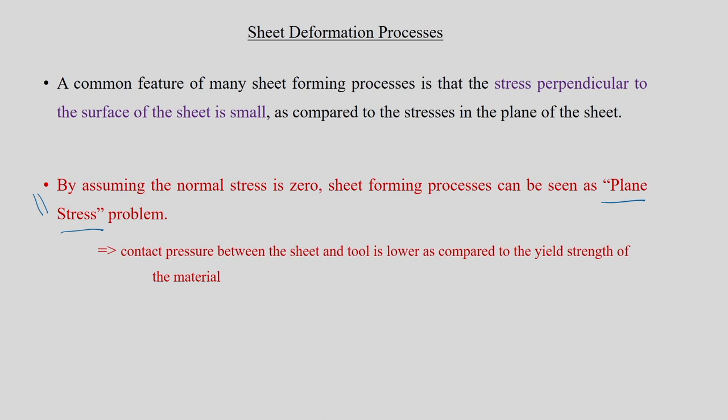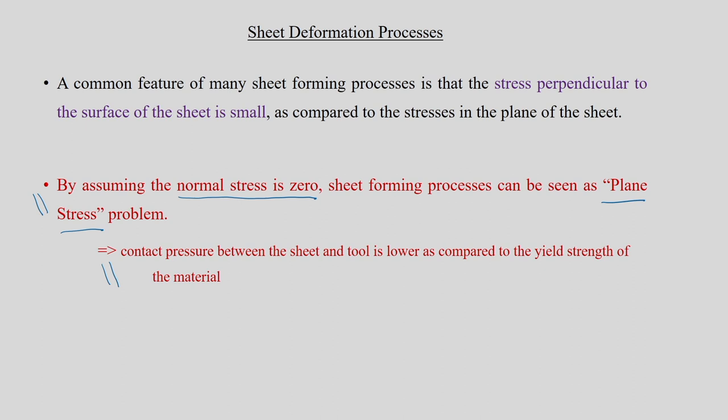So my assumption here is that the normal stress is 0. Normal stress here means along the sheet thickness, or perpendicular to the sheet, is 0. And this can be seen as a plane stress problem. So what do you mean by that? It means that the contact pressure between the sheet and the tool is lower as compared to the yield strength of the material, and that's why we are basically assuming this.